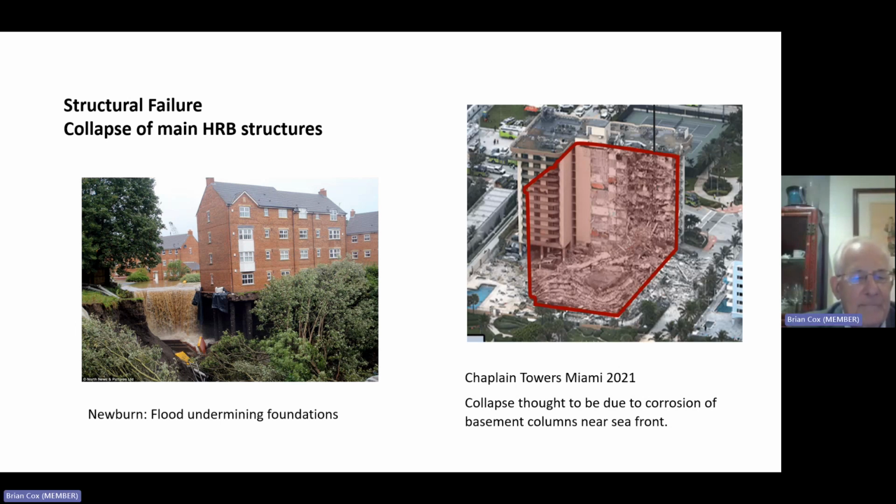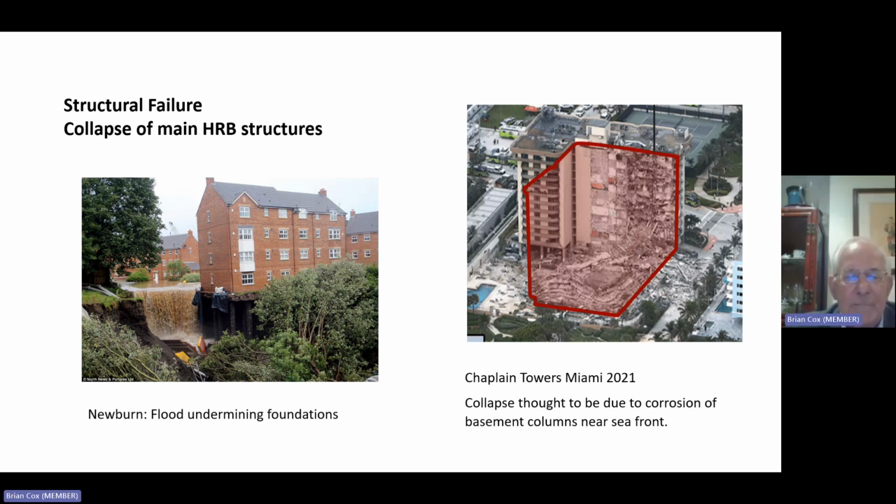On the right is a picture of the Champlain Towers in Miami, collapsed in 2021. This was a residential building built on the seafront, right near the sea. And it's thought that the collapse was due to corrosion of the basement columns near the seafront. If you look at the picture, you can see on the left-hand side, the remaining bit of building, you can see the car park at the bottom of the building with open column work there, and therefore easily accessible to sea air and corrosion from salt water fumes and air.